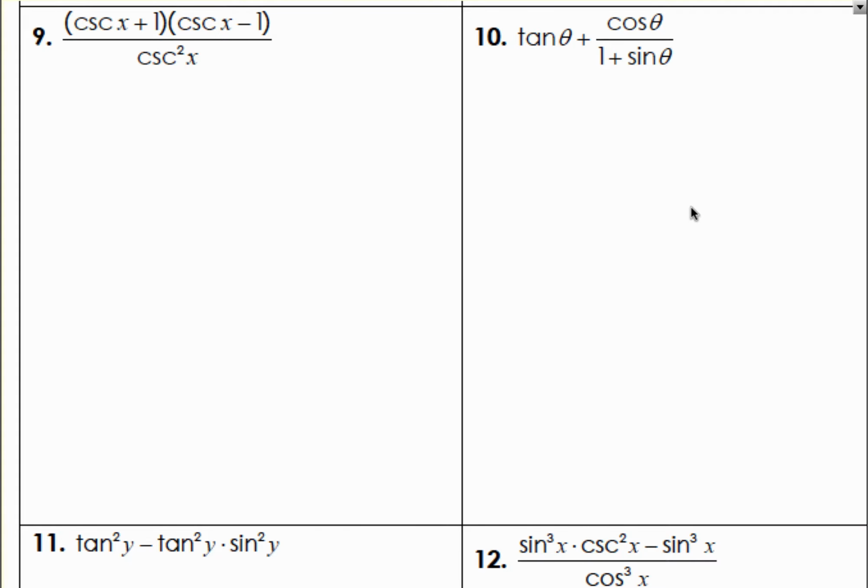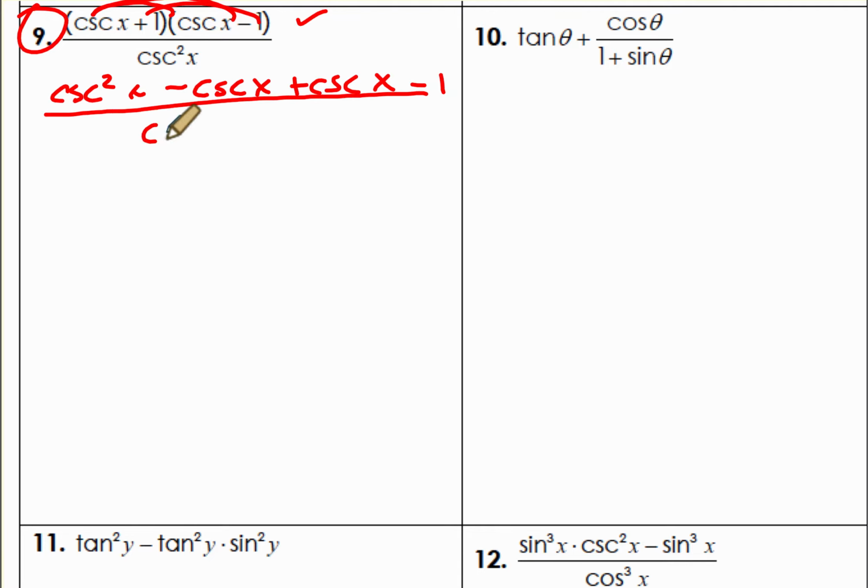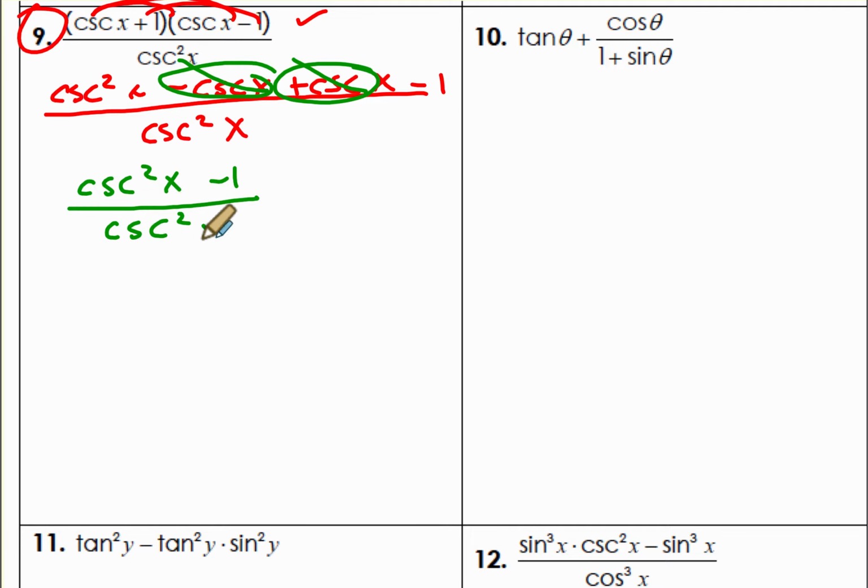Okay, now let's look at one that seems complicated, but probably is easier than you thought. When I see this situation, I'm reminded of quadratics where I had to multiply binomials. So I'm going to use FOIL and multiply this out. I get cosecant squared, then minus cosecant of x plus cosecant of x, and then minus 1, and all of that is over cosecant squared of x. This term and this term are opposites, and when I combine them, they make 0. So I'm left with cosecant squared of x minus 1 over cosecant squared of x.